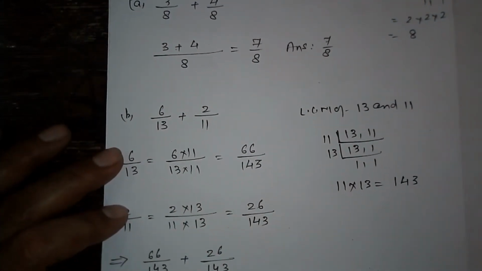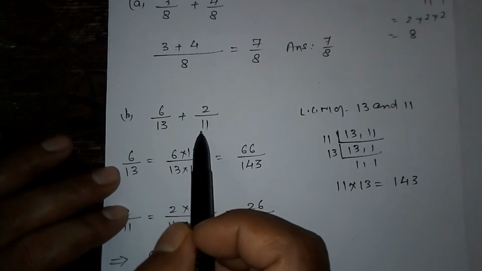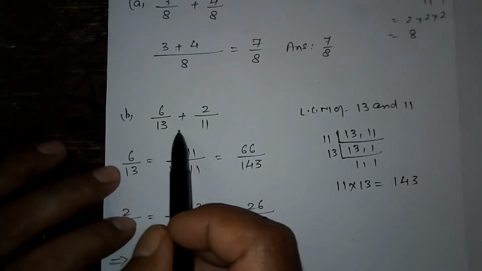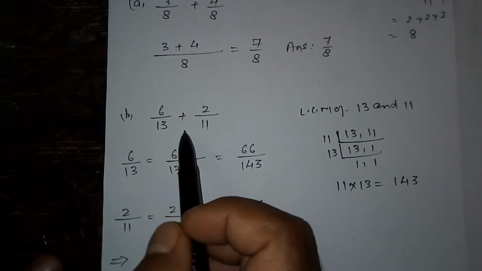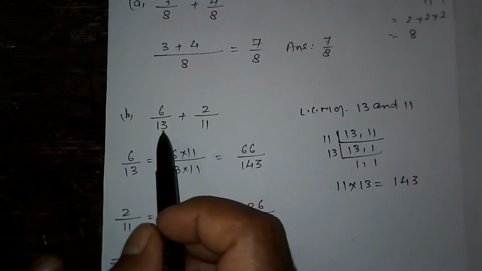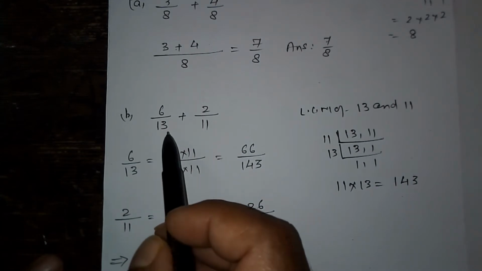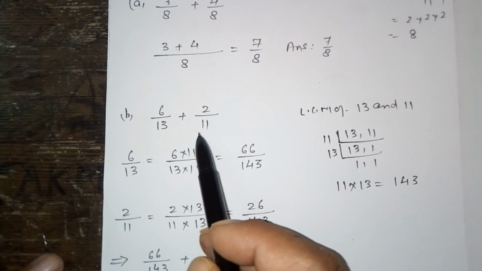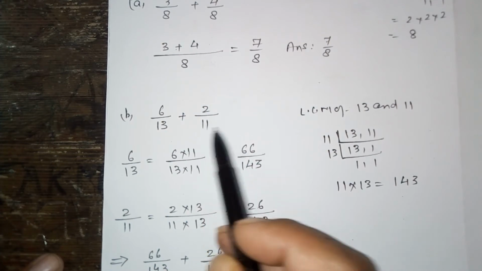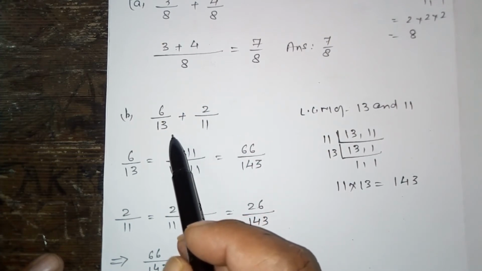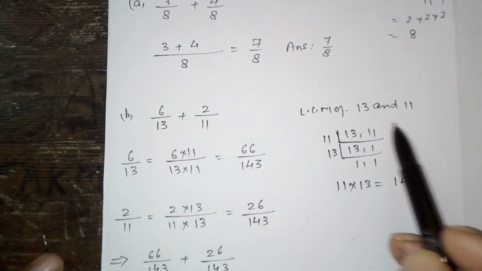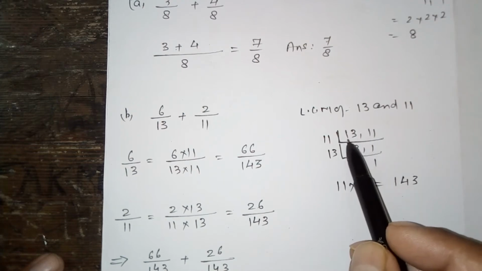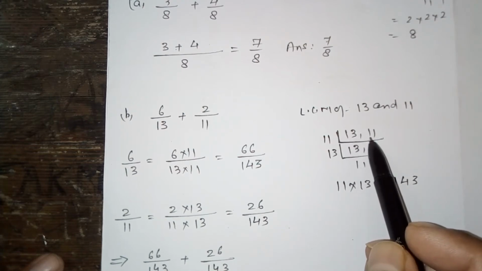Your next question is 6 upon 13 plus 2 upon 11. My dear students, these two fractions are unlike fractions, that's why the denominators are different. So how will you add these two fractions? We will apply the same procedure. First, we will take out the LCM of 13 and 11. You know very well, 13 and 11 both are prime numbers.